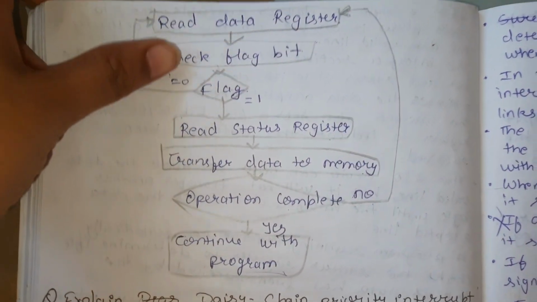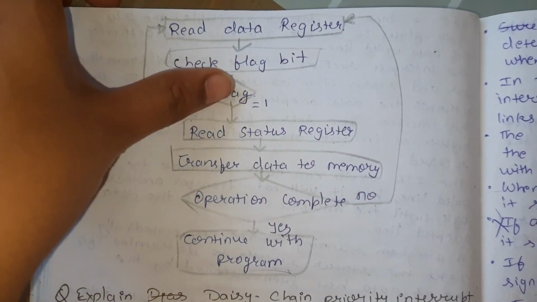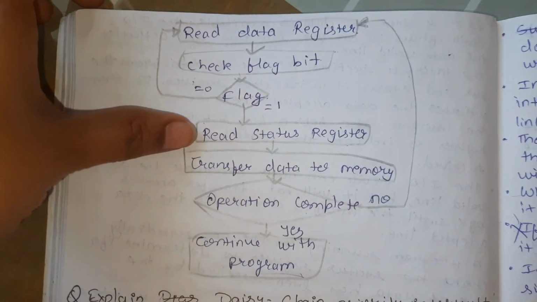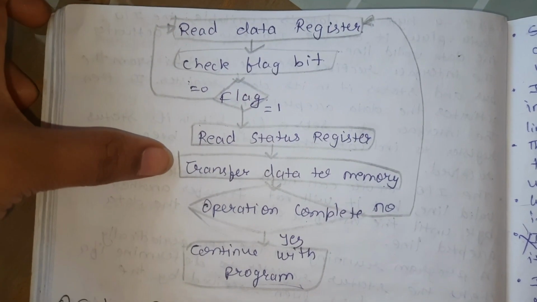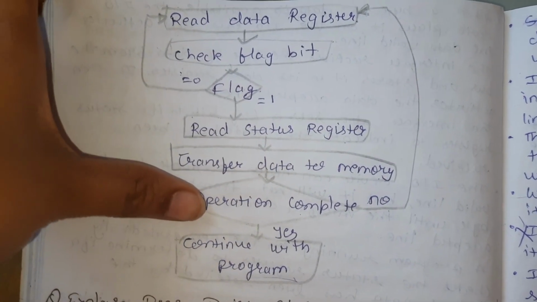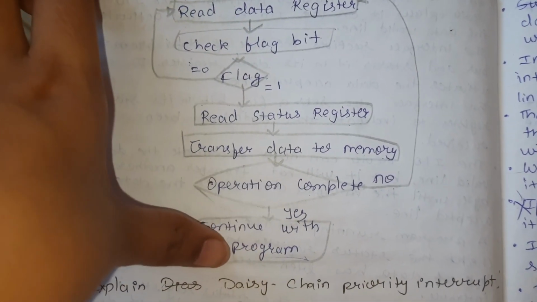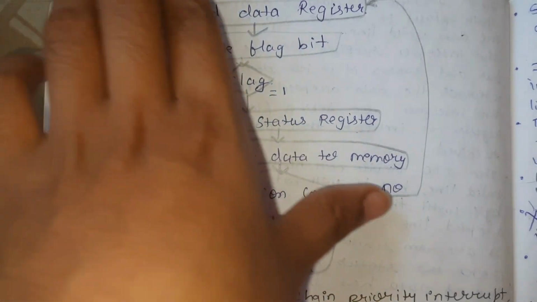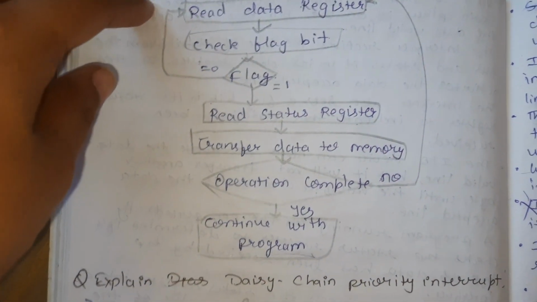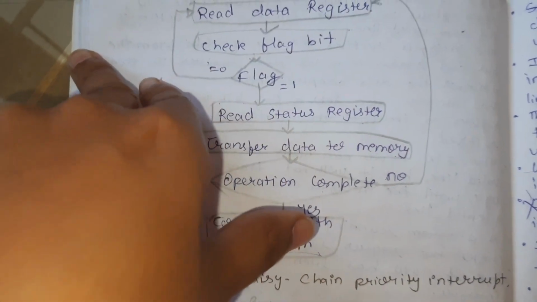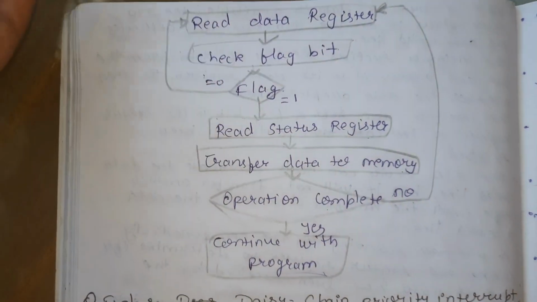In that, read the status register, then check the flag bit. If the flag bit equals 1, then read the data register. Then transfer the data to the memory. After that, if the operation is complete, say yes, then the program will continue. Otherwise, if no, then directly go back to the status register. And if the flag bit is 0, then we need to fetch the data.